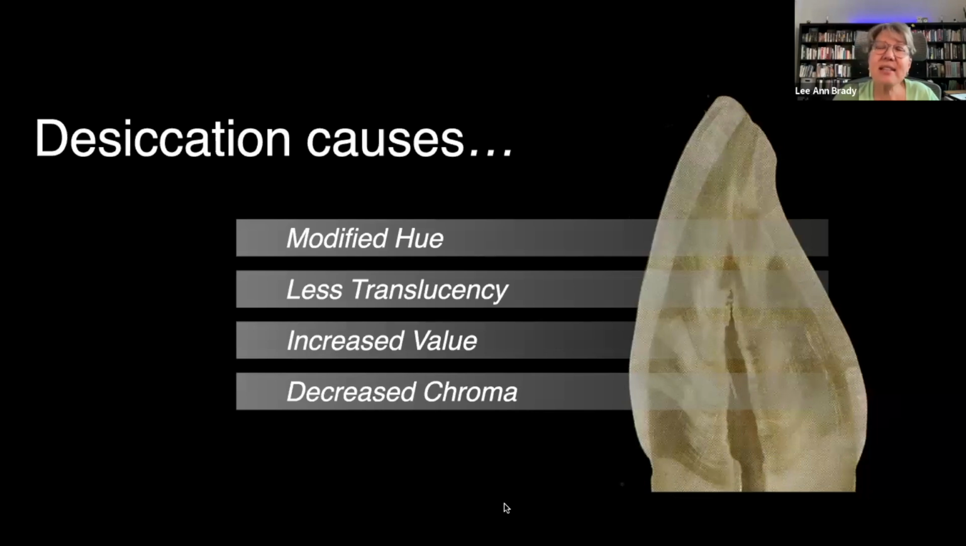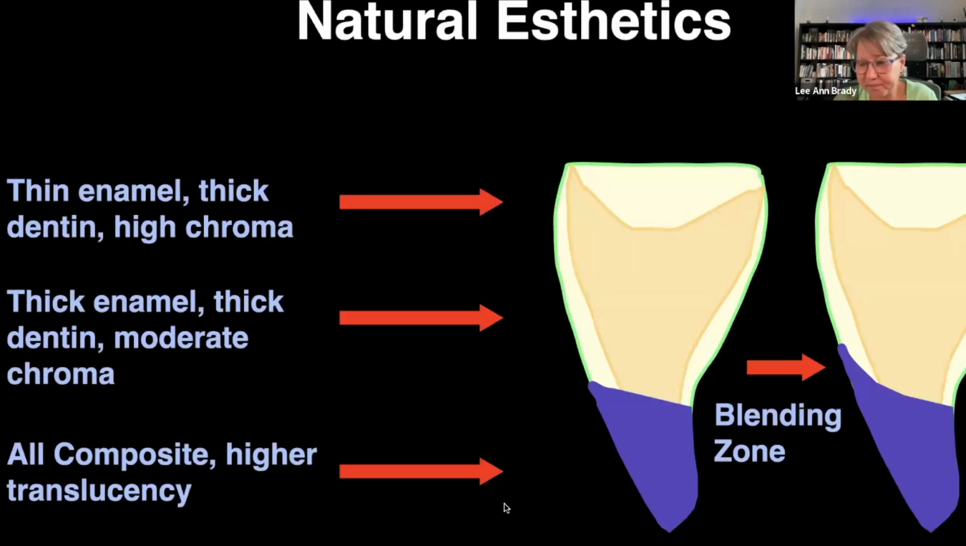So we can't evaluate our recipe of our color choices in the composite at the end of the appointment when we're actually shaping and polishing. We have to do it at the very beginning. So that's a really important piece of information, but it's also an important conversation to have with the patient.